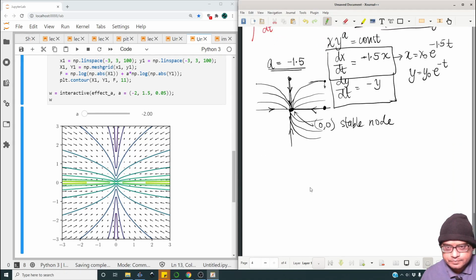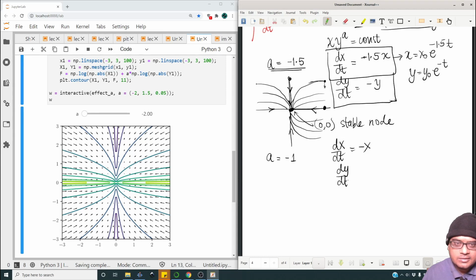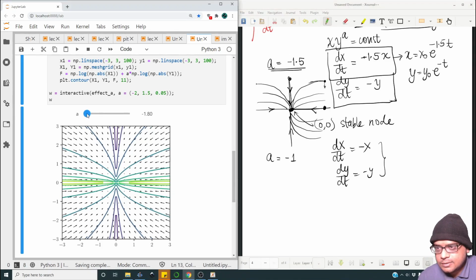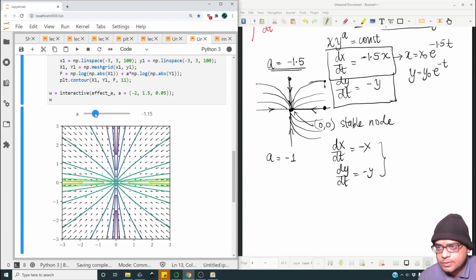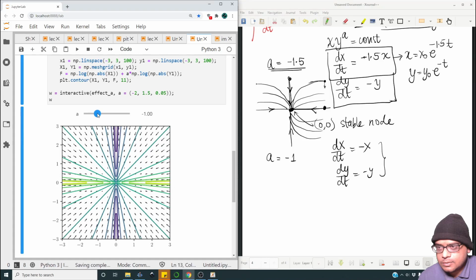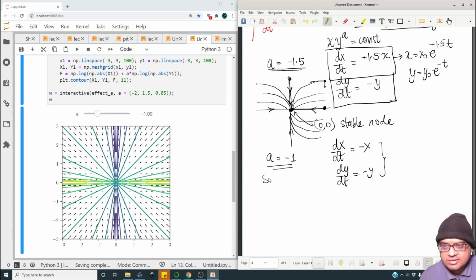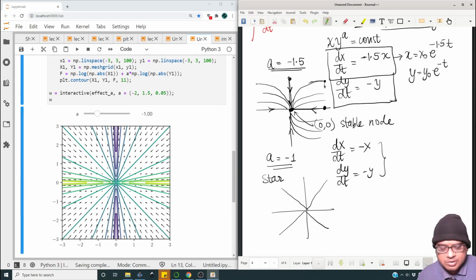Let us in fact now go to the case where a is minus 1. So what do we expect? Dx upon dt is minus x, and dy by dt is minus y. So both the x and y are sort of attracted towards the origin at the same rate. Okay, so at minus 1, all the lines are coming towards the origin, and this particular case is called as a star. It means that all the points are coming towards the origin. The reason why you have these artifacts is because of the discretization of the mesh, nothing else.